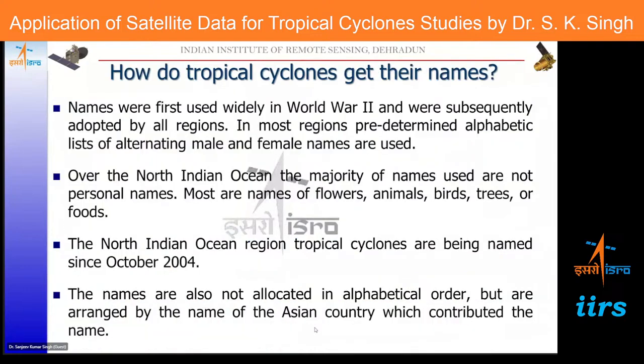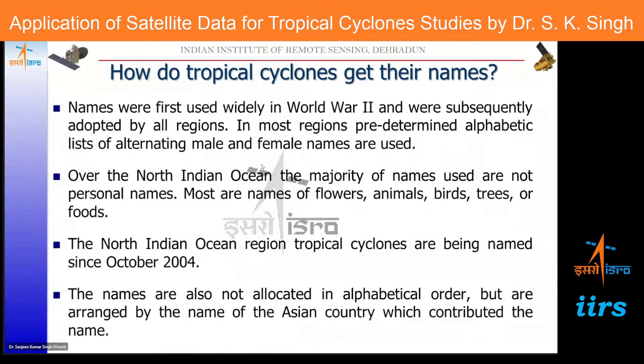So the thing is, whenever a tropical cyclone forms over the Indian Ocean, it gets a name. So what is the criteria for giving the name? The naming first started after World War II, and subsequently it was adopted by all the regions. When they started, they used a predetermined alphabetical list based on male and female names.